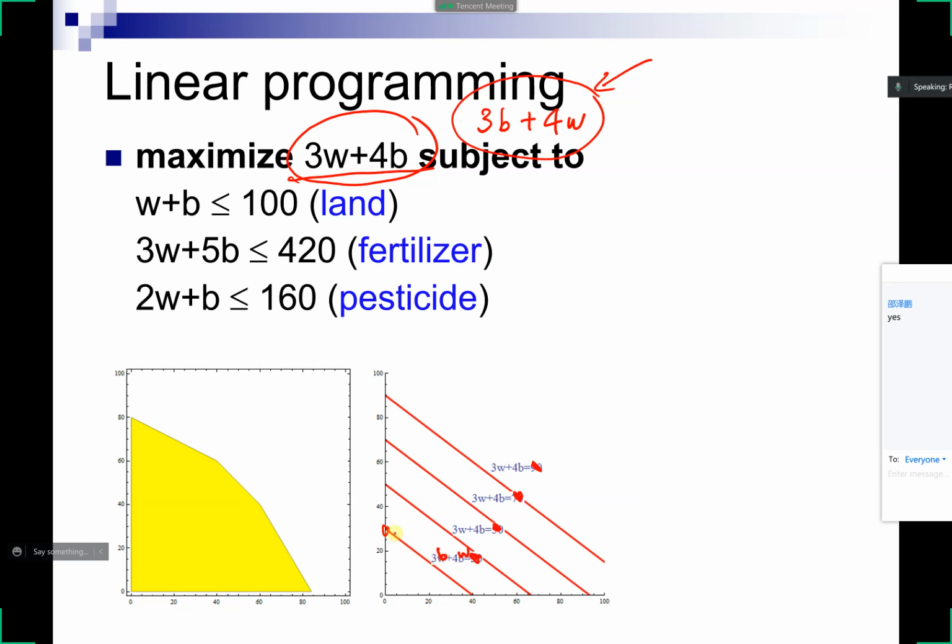Like if you take this point, this is like 30. So this is the w-axis over here, and this is the b-axis. Okay, this is the b-axis. So if you take this point, then the value here is actually 120. If you take this point, it's also 120.